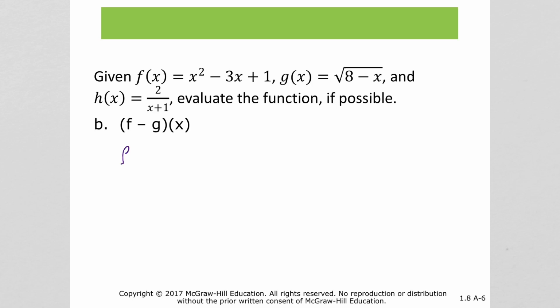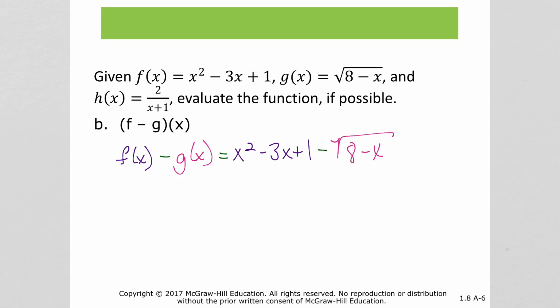Here, f minus g of x, that's f of x minus g of x. So f of x is x squared minus 3x plus 1 minus g of x, which is the square root of 8 minus x. And if there wasn't that square root there, we would have to put it in parentheses and distribute. But since it is, there's nothing we can do. That's the end of it.